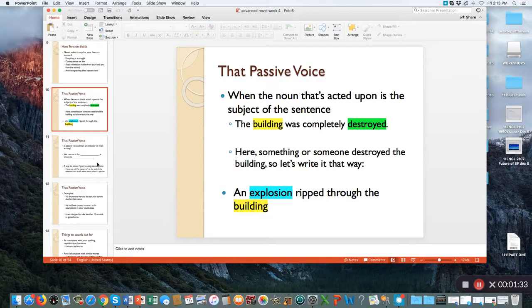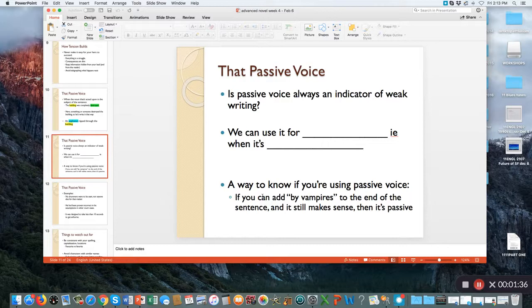So what does this really mean for us? Is the passive voice always an indicator of weak writing? Because there are some out there who will say, you should search and destroy all passive voice. And I disagree with that, because there is a time and a place to use the passive voice. We can use it for building drama. In other words, we can use it for dramatic effect. That is, when it's intentional. So when we as writers are aware that we're using the passive voice and we're doing it for dramatic effect, then it's okay. I think the obvious example is Charles Dickens' A Tale of Two Cities.